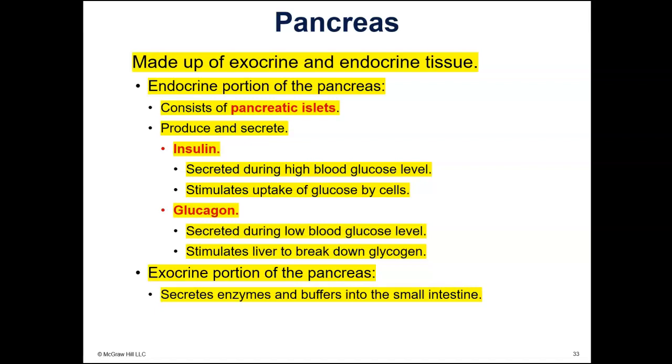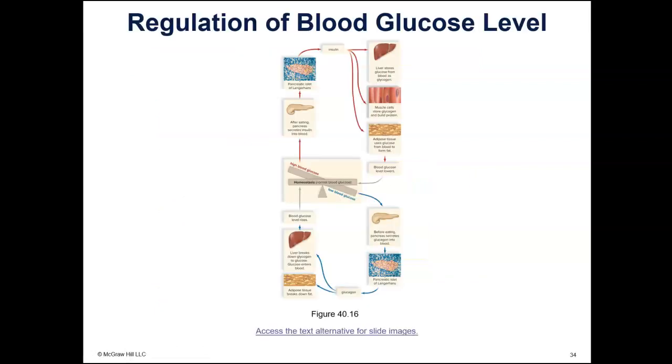Now, most of the time when a person has low blood sugar, when they're awake, they eat. But glucagon would be released, say, at night if you have a low blood glucose level, or at a time when you don't eat. Then the pancreas releases glucagon, and it causes the breakdown of glycogen into glucose by the liver, and then that glucose is released into your blood to raise your blood glucose levels. Now, the exocrine portion of the pancreas secretes digestive enzymes that help in the small intestine to break down food.